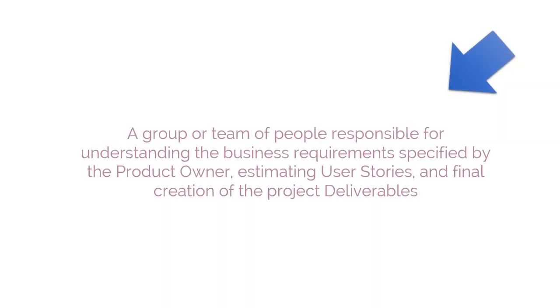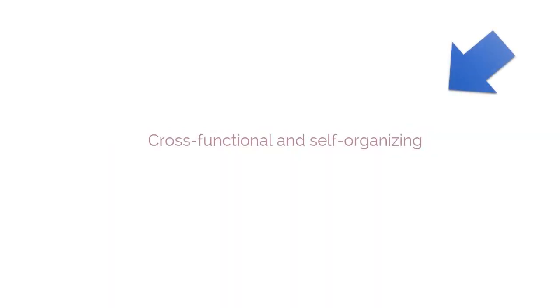The Scrum team, sometimes referred to as the development team, is a group or team of people who are responsible for understanding the business requirements specified by the product owner, estimating user stories, and final creation of the project deliverables. Scrum teams are cross-functional and self-organizing.